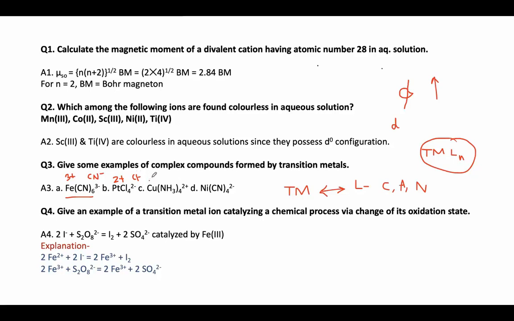Copper is in +2 oxidation state because ammonia is a neutral molecule, and you see it is a tetraammine copper 2+ system. Last one is the nickel tetracyano compound. Here you can also see, just like the first one, the oxidation state of nickel is +2, and 4 cyanide ligands are there.